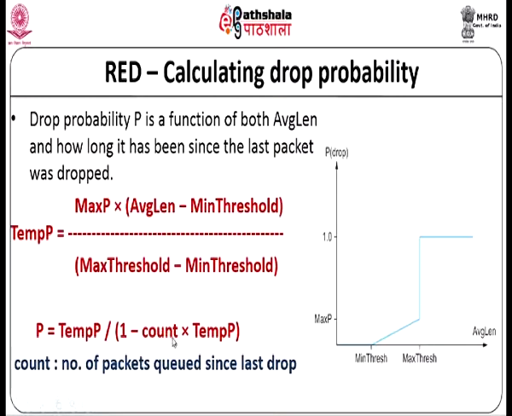Now when your count value increases, which means I have not dropped packets for a long time, naturally count into temp P will increase. So 1 minus count into temp P will decrease. If this decreases, then the drop probability, temp P divided by a smaller factor, will increase. So when the count increases, the drop probability increases. When the count is small, that is, if I have just dropped a packet, 1 minus count into temp P will be a larger value. So you are dividing by a larger value, and the drop probability will be a little lower. This is how you calculate the drop probability.